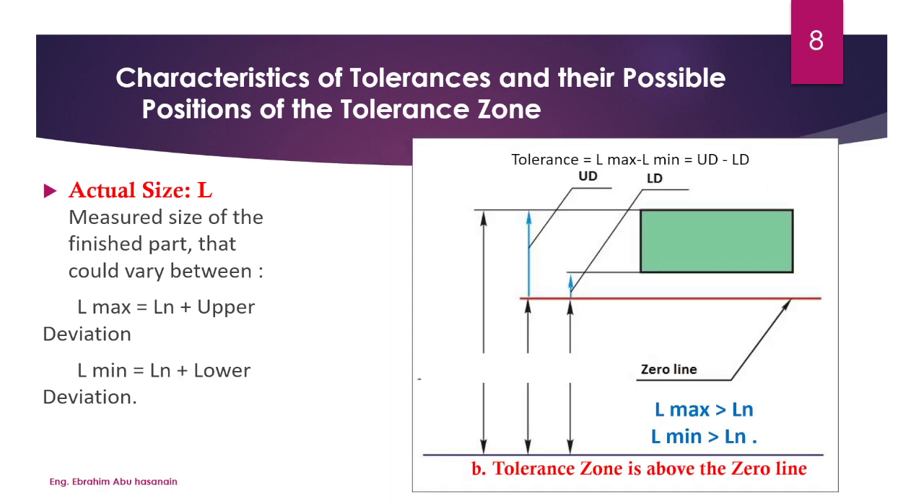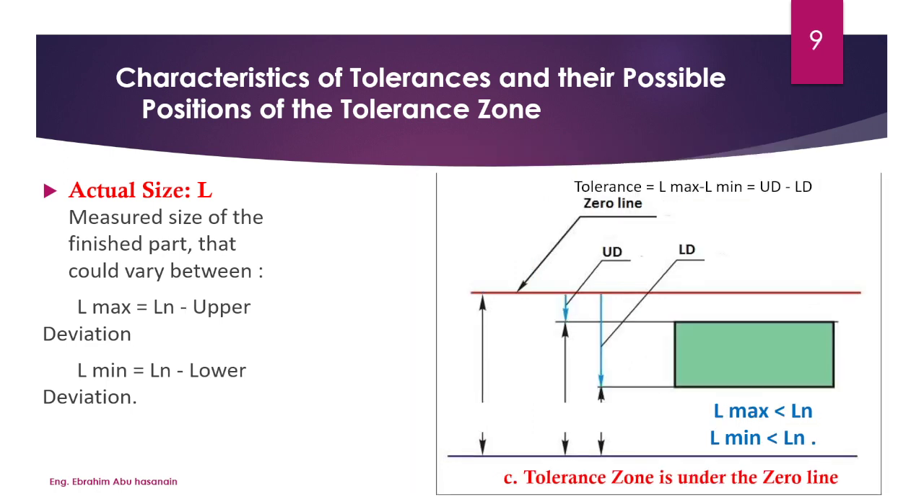So, next position, when our tolerance is above, this is my zero line, and the tolerance is above the zero line. In this case, as we can see, this is our nominal length or nominal dimension. Then both the L max and L min will be plus the upper deviation and plus the lower deviation. L max will be all the time bigger than L nominal.